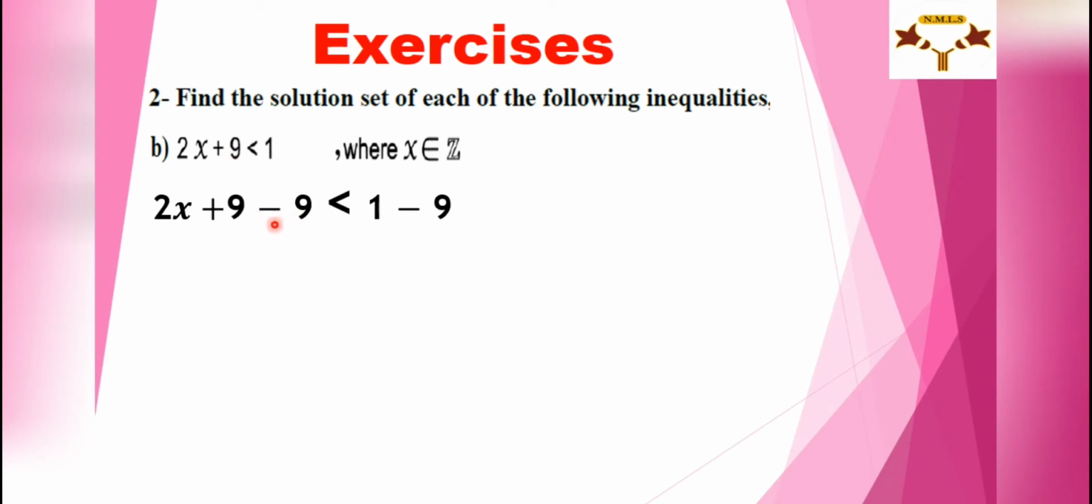Here, this is plus 9. To cancel it, I have to subtract 9. But I have to do this on both sides: subtract 9 from this side and also subtract 9 from this side. So 9 will cancel with the 9.